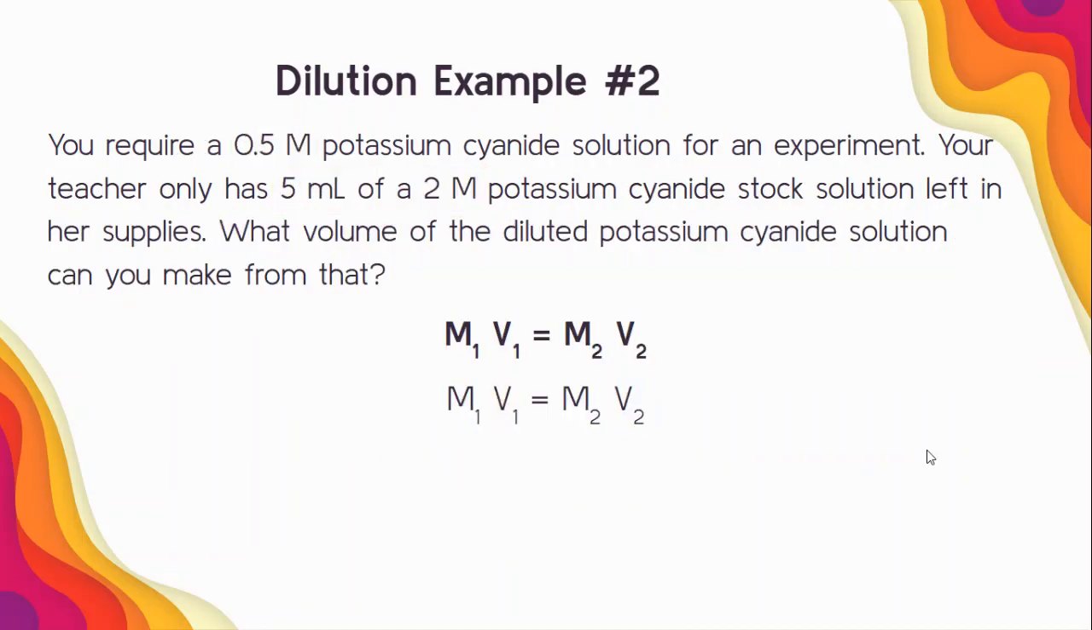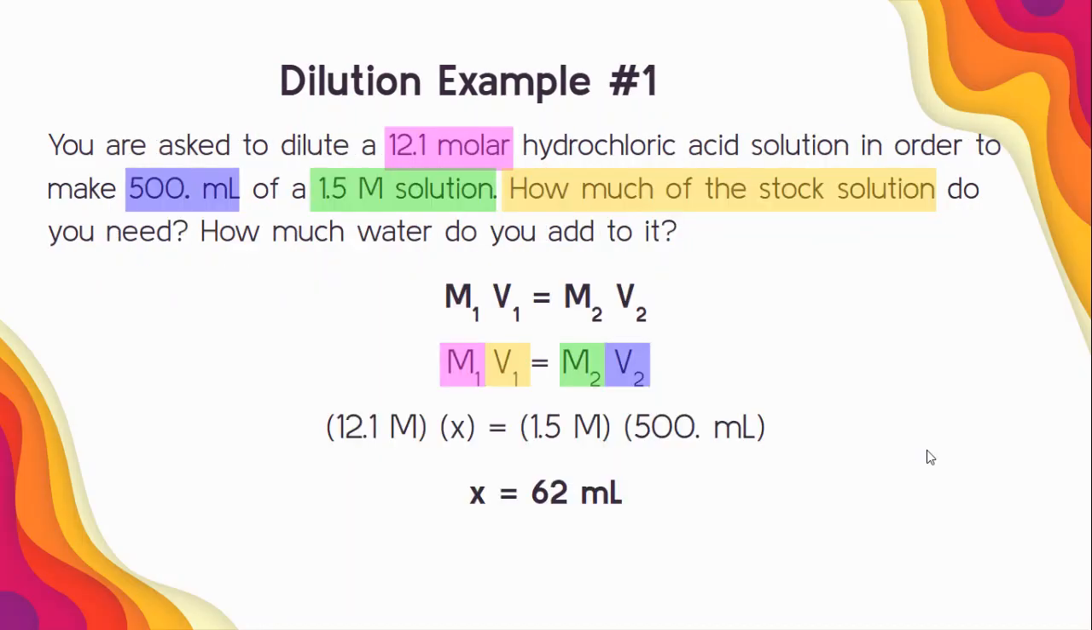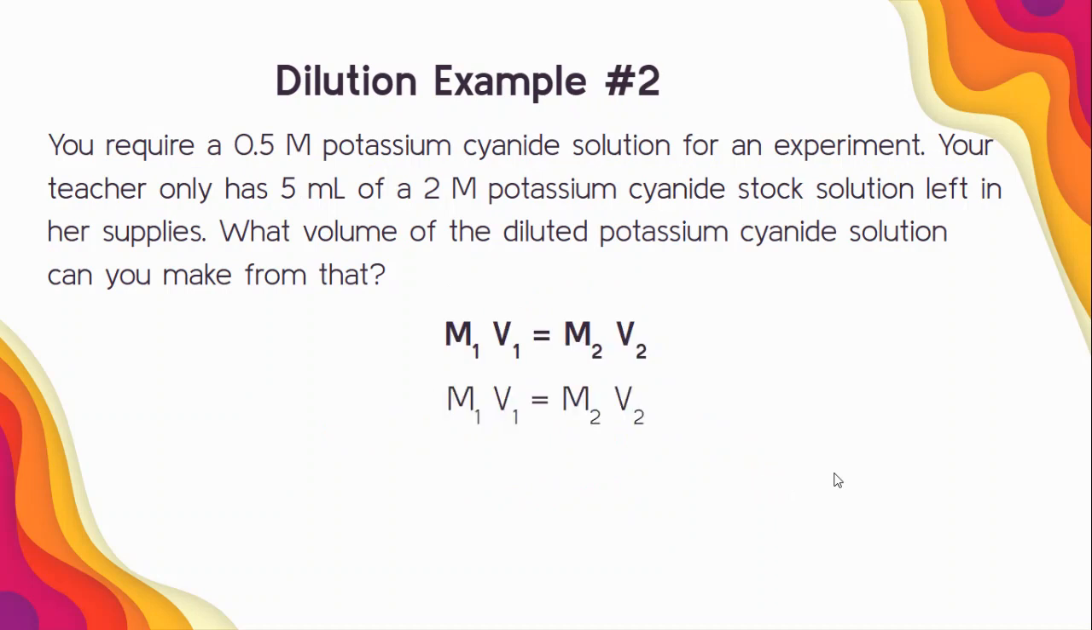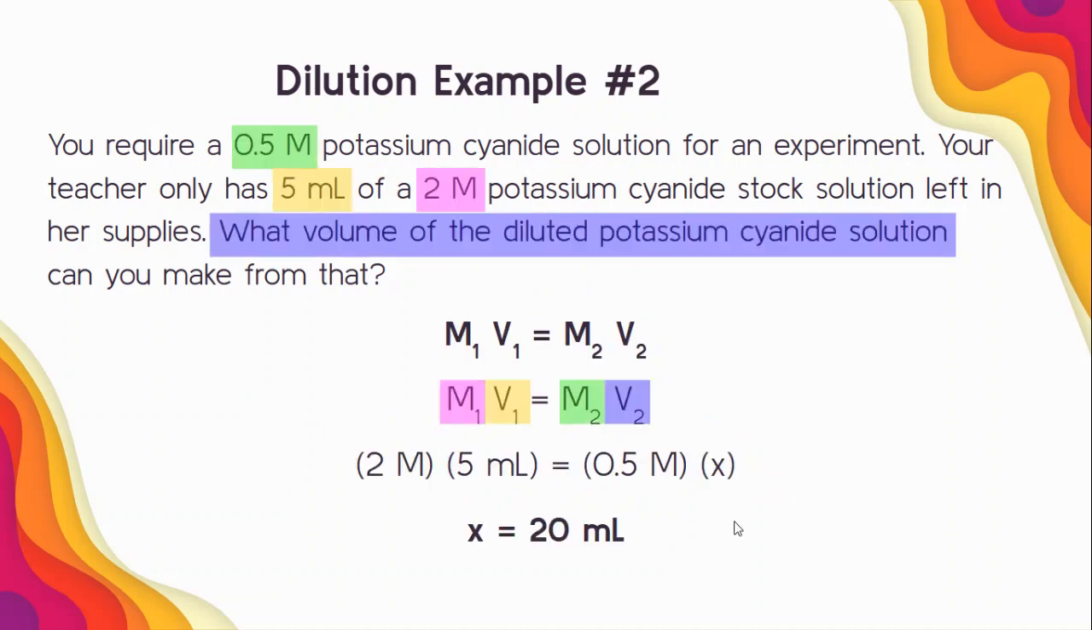So if we go back to example 1, we had 3 sig figs in 12.1, 3 sig figs in 500, because there's a decimal here, and 1.5 has 2 sig figs. So 2 is the smallest amount, so our answer should only have 2. In the second example, we had 1 sig fig, 1 sig fig, 1 sig fig, so our answer should have 1.